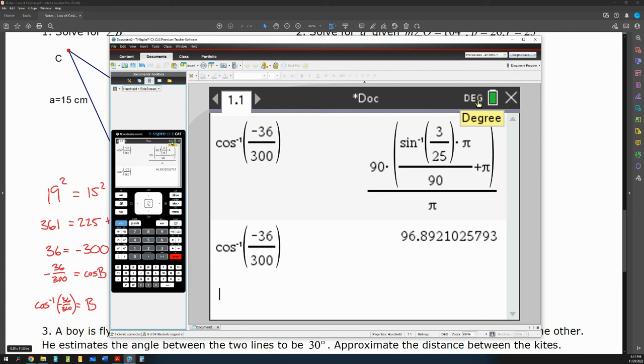Double check that you're in degrees mode. If you're in radians mode, to switch back and forth, you can always go up to the top right with your cursor and click on where it says degrees or radians, and it's going to flip back and forth, as you can see here. So make sure you're in degrees. If you have to rerun the calculation, please do so.